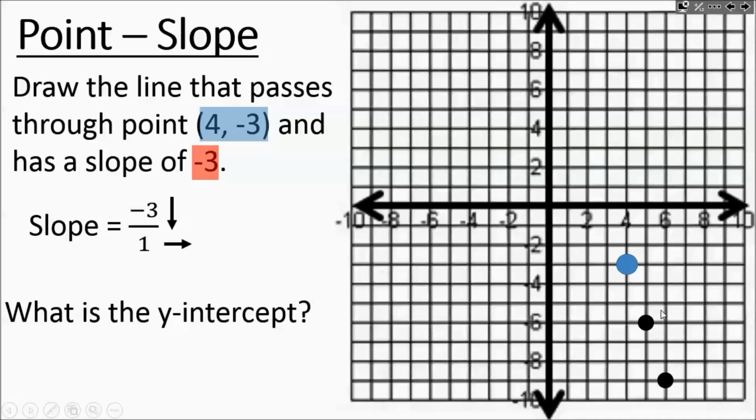You're just following the same pattern. I like to look at it as, oh, it was down 3 from this point. Down 3, right 1 from this point. And we just follow that pattern.